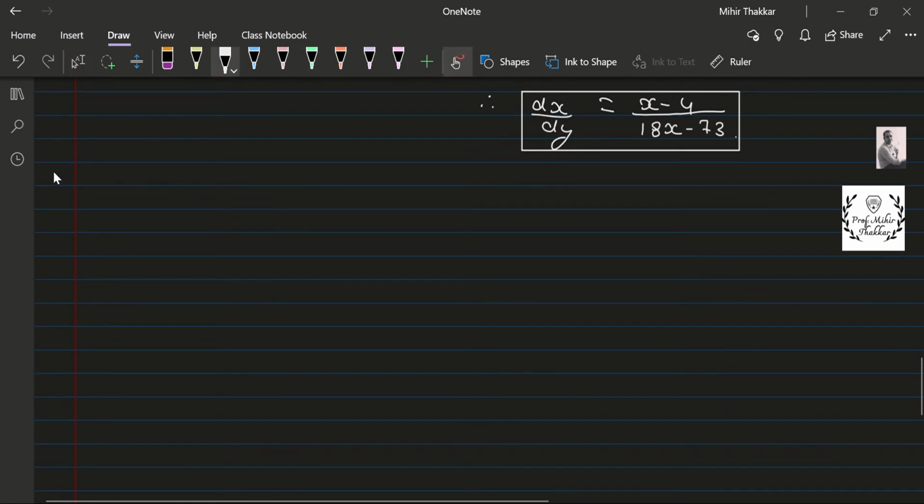Let us see the sum number 3. The question is a similar question once again. y is equal to 25x plus log of 1 plus x square.